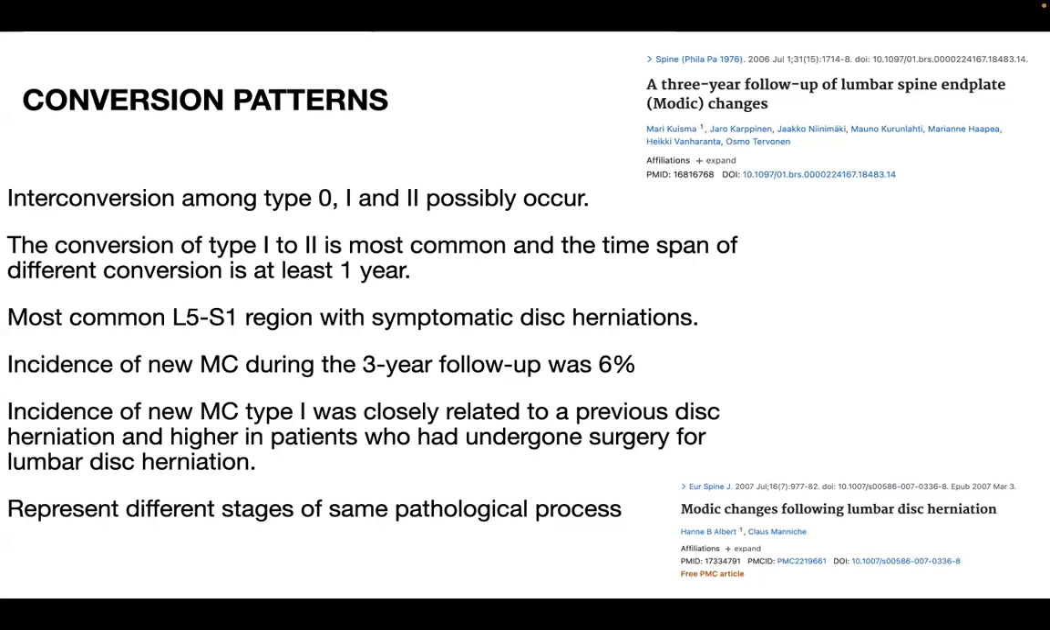The most common region associated with Modic changes is the L5S1 region, and it is much more associated when there is a symptomatic disc herniation. The incidence of new Modic changes during the 3-year follow-up was 6%. The incidence of new Modic changes type 1 was closely related to previous disc herniations, and it was also higher in patients who had undergone surgery for lumbar disc herniation. So basically, the Modic changes are not different entities, but represent different stages of the same pathological process.